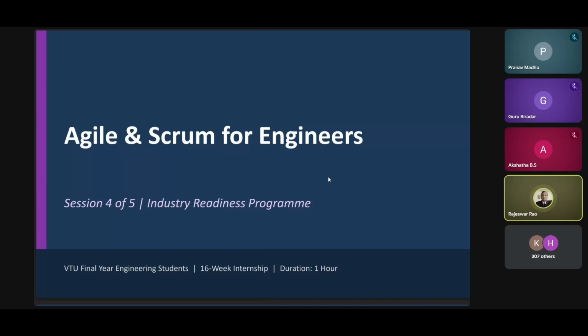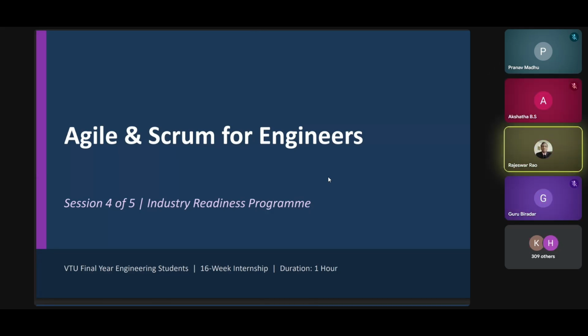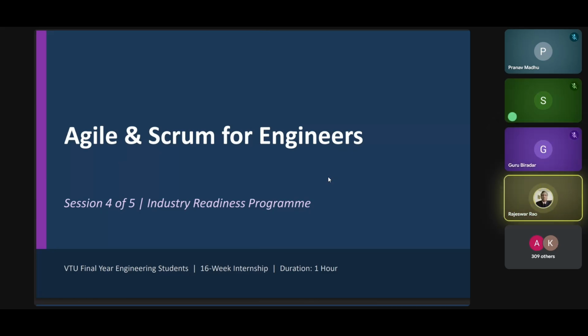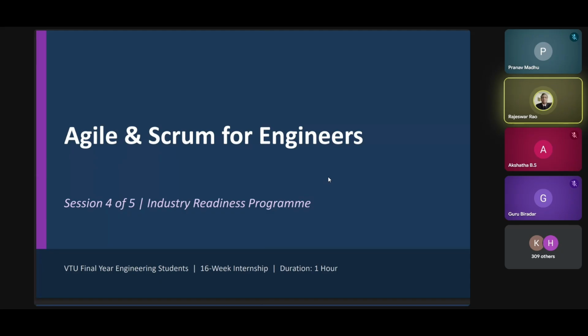So what we'll be doing is, in brief, talking about Agile and Scrum for engineers like you. We'll look at the various elements of Agile you would be understanding. I'll also look into the four values of Agile methodology, and briefly explain the Scrum framework, which is the process framework. I'll also take you through how you manage an entire project on the Agile framework.